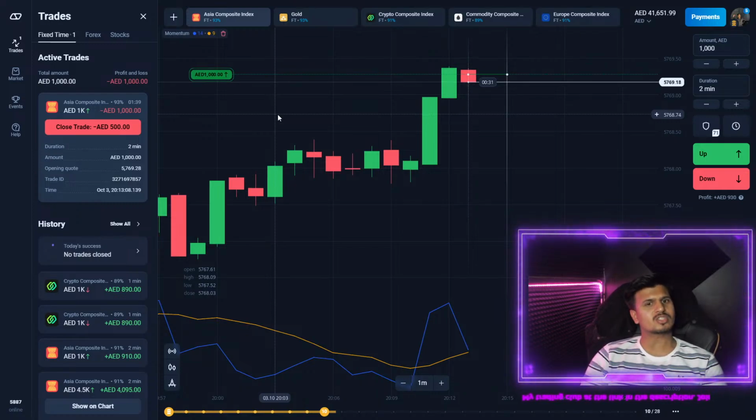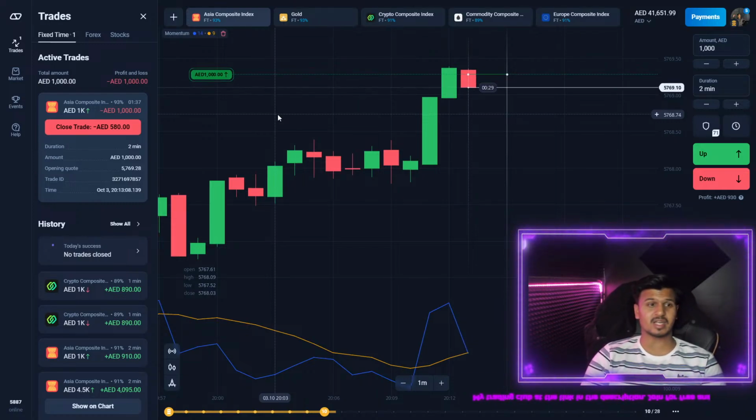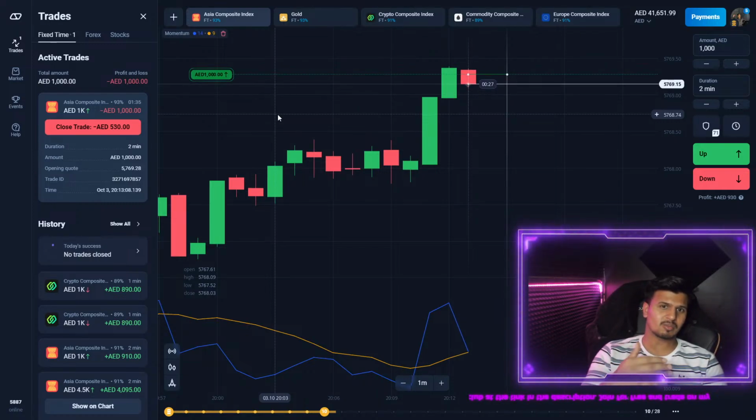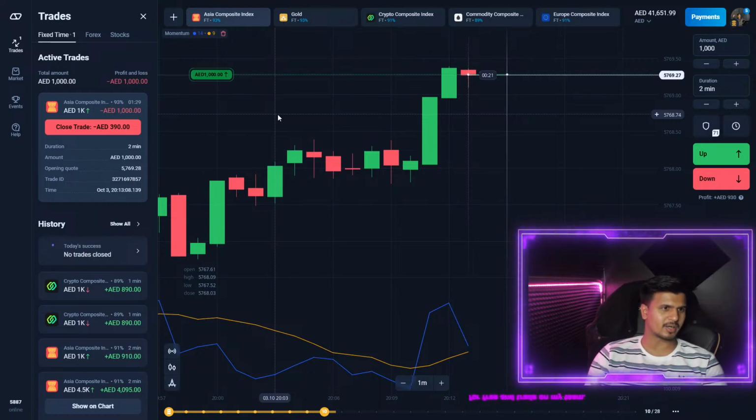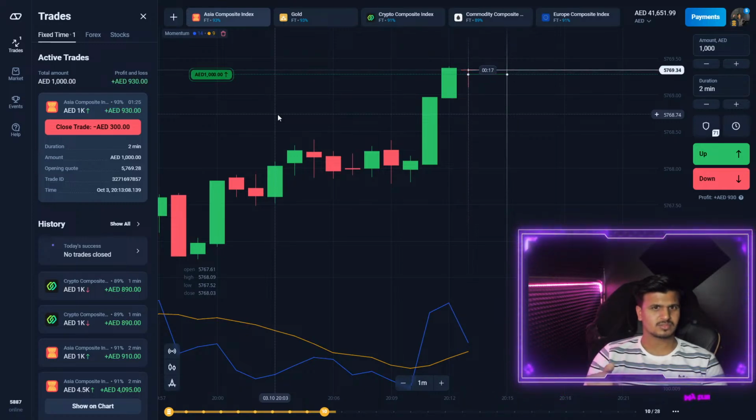If I make a loss here, then I will use the martingale strategy. I will just double this amount. 1000 multiplied by 2 is 2000. Then I will add an extra 200, so it will be 2200. So let's see, is this going to be profit or loss?